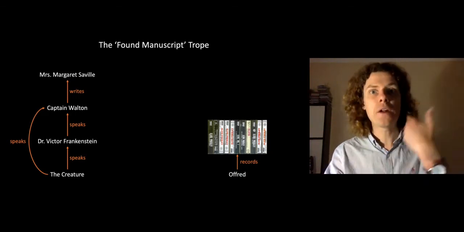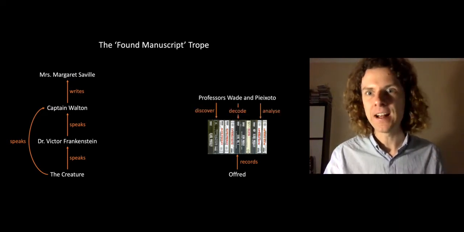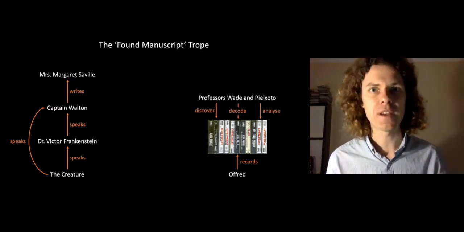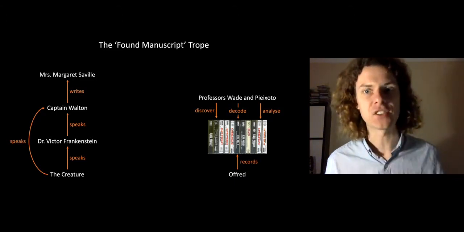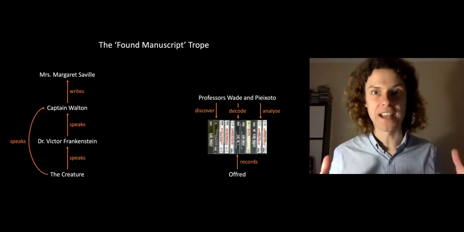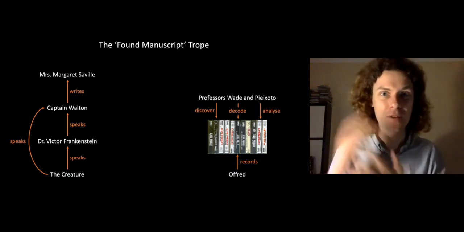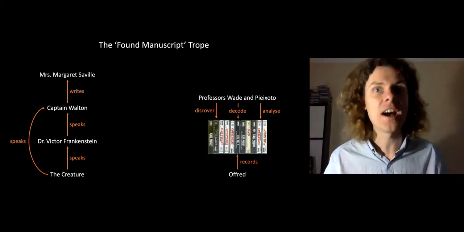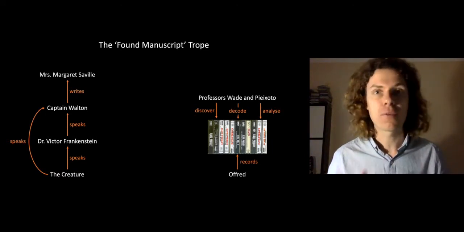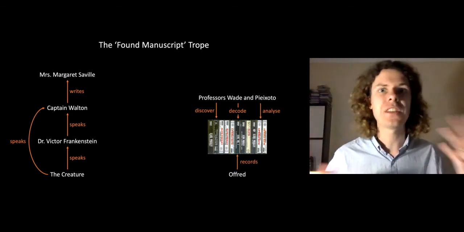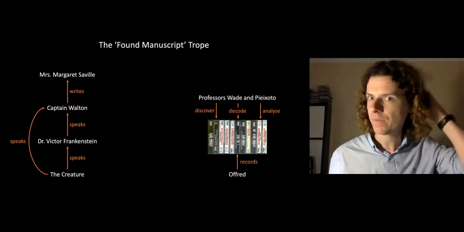which are then 200 years later, in the 2190s, in the 22nd century, discovered by two professors, Professor Wade and Professor Pieixoto. They discover the cassettes, they build a cassette player to decode the cassettes because tape cassettes don't exist anymore in the 22nd century, and then they analyse the cassettes to work out exactly what Offred's referring to when she refers to all of these old 200-year-old places like New Jersey and Maine and so on.